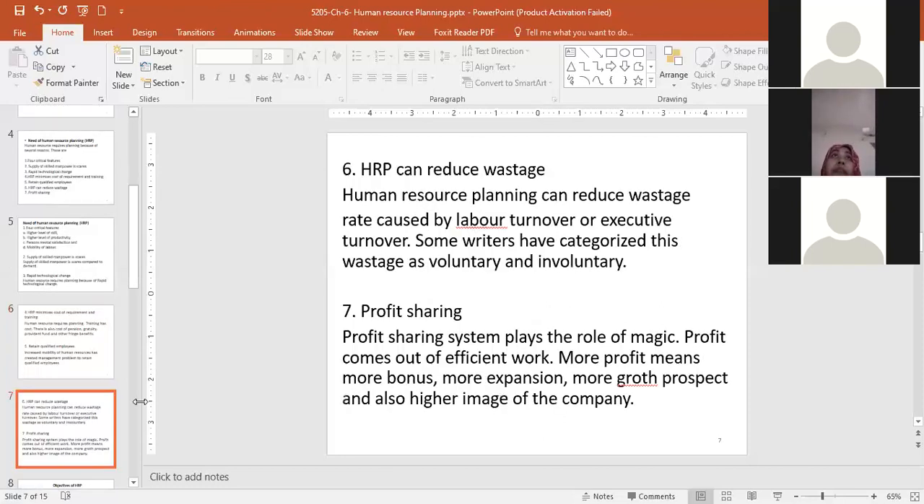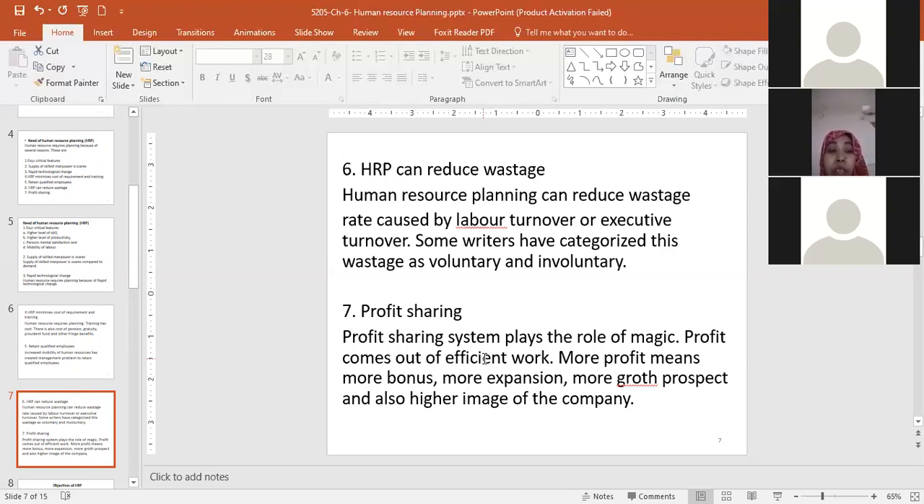And then number 6, the reason why we need human resource planning. Human resource planning can reduce wastage rate caused by labor turnover or executive turnover. Some writers have categorized this wastage as voluntary and involuntary. So there are 2 kinds of wastage of labor.